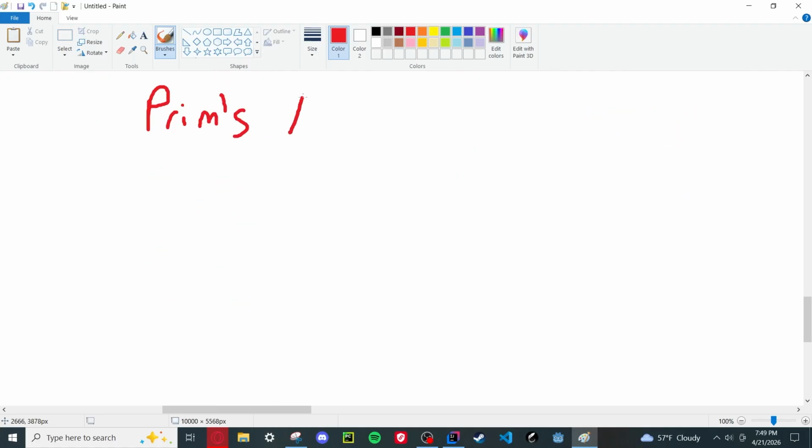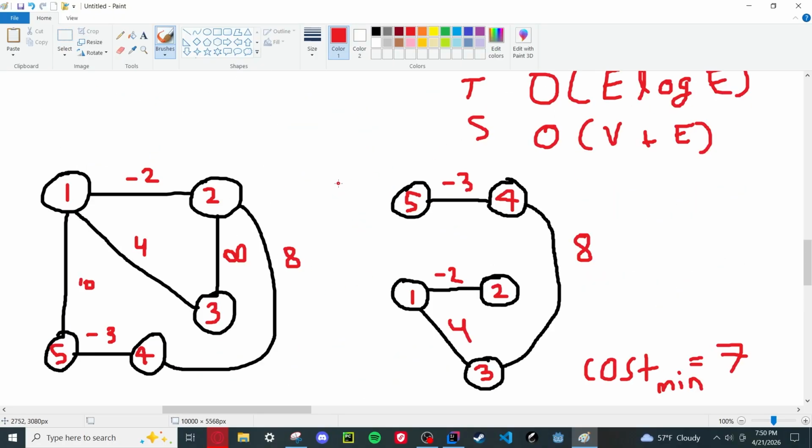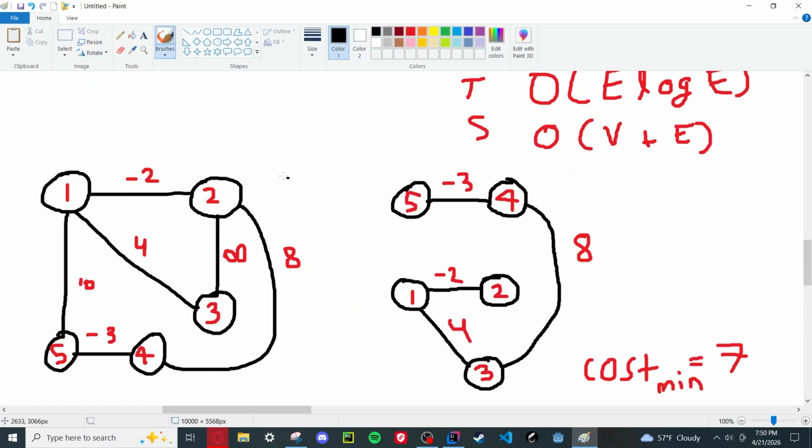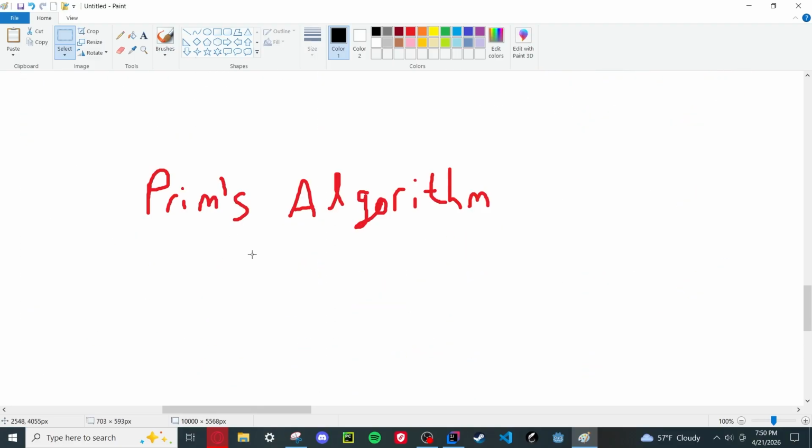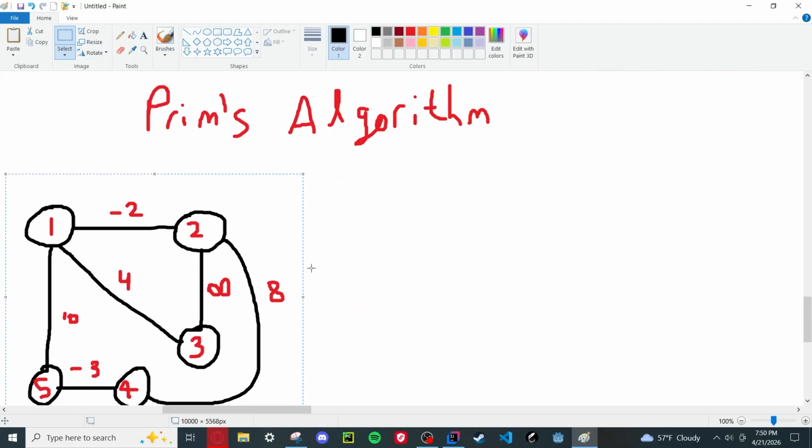Moving on to Prim's. So Prim said, okay, in Kruskal, what we did is we went randomly, right? We went, not random, we went 5 to 4, and then we could just go all the way to 1 to 2, and that was fine, right? Even though they weren't connected, that was okay because eventually we connected it. Prim doesn't like that idea. So I'll take the same graph, and I'll show you how Prim would look at it.